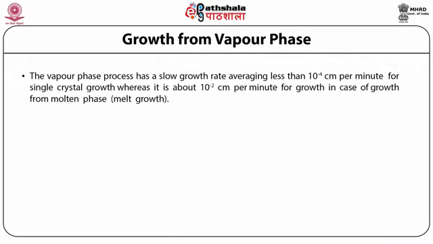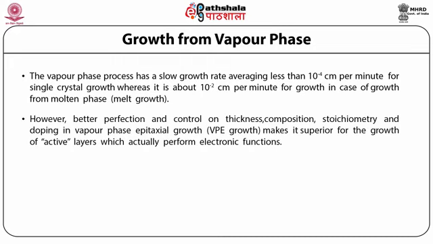The vapor phase process has a slow growth rate averaging less than 10 raised to the power minus 4 centimeter per minute for single crystal growth, whereas it is about 10 raised to the power minus 2 centimeter per minute in case of growth from molten phase, that's the melt growth. However, better perfection and control on thickness, composition, stoichiometry, and doping in vapor phase epitaxial growth, that is VPE growth, makes it superior for the growth of active layers which actually perform electronic functions.